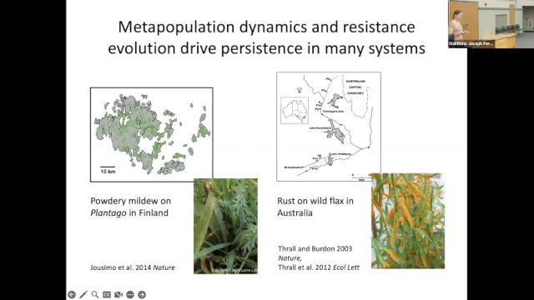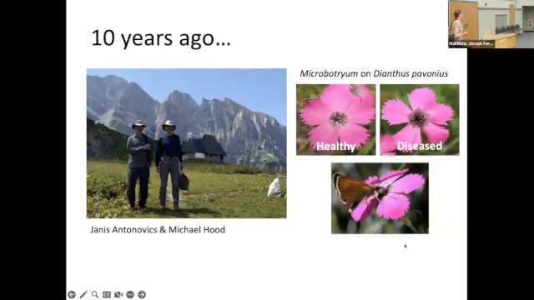So that was 10 years ago. I met Giannis and fell into the anther smut world, which I have not regretted. And at the time he had teamed up with Michael Hood, and they had also decided to switch systems from working on that white campion to this really pretty little pink flower. This is Dianthus pavonius, the alpine carnation. And it gets its own Microbotryum species. So it's another smut, different smut species, same clade, and the biology of the disease is pretty similar.